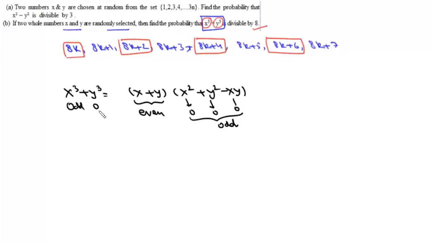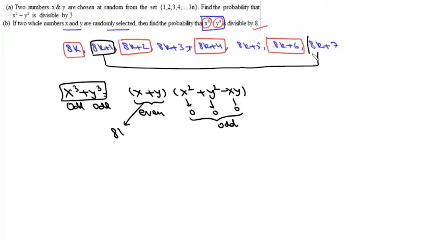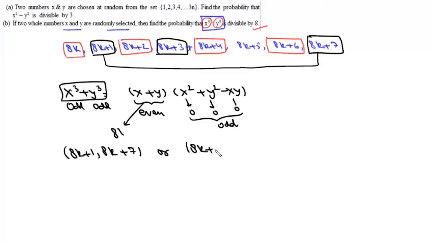So when x and y are both odd, then x cube plus y cube can only be divisible by 8 if x plus y is divisible by 8. It will be divisible by 8 when one of the numbers is 8k plus 1 and it gets added to 8k plus 7. So we have this one category where we have 8k plus 1 and 8k plus 7, or this other category where we have 8k plus 3 and the other one should be 8k plus 5. So these are the two possible cases.